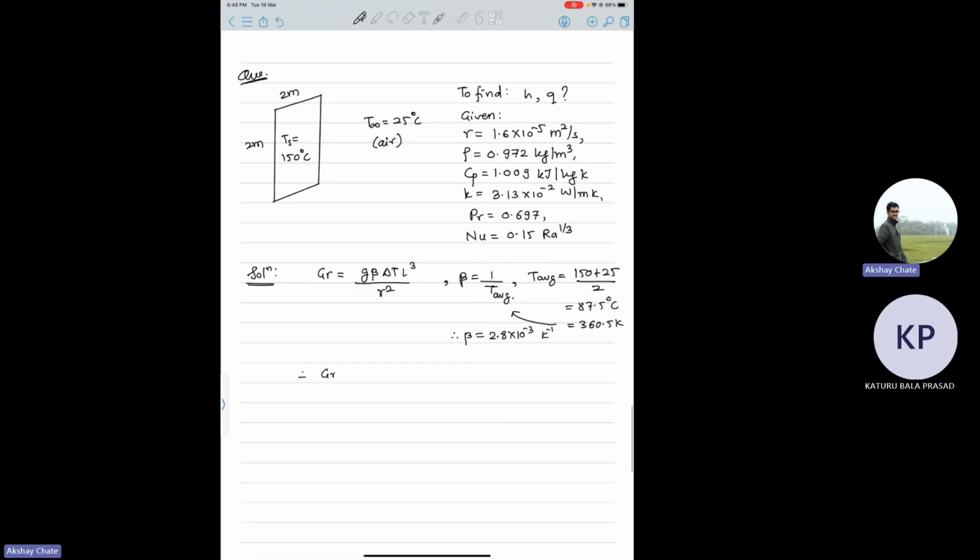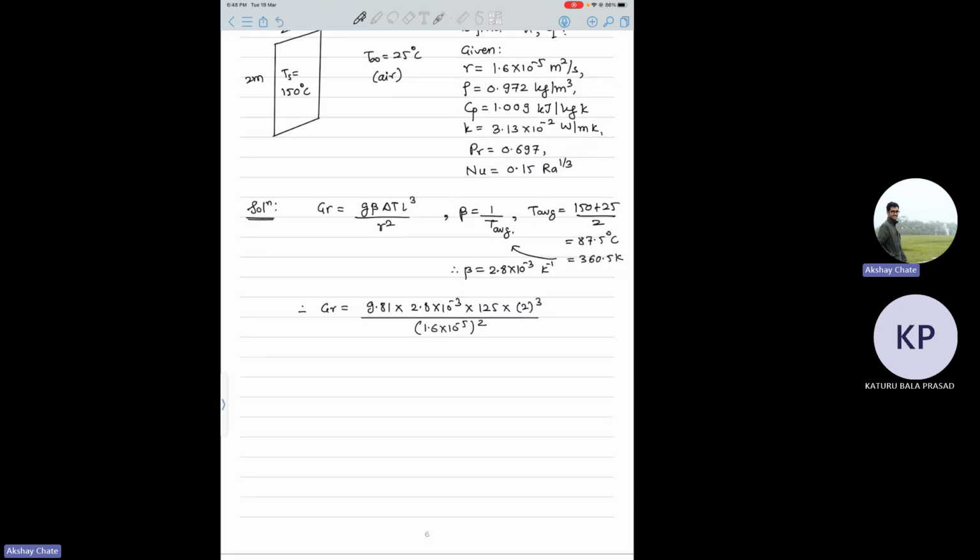And then you have to put all these values in the Grashof number formula. So your g is 9.81, beta is 2.8 into 10 to the power minus 3, delta T will be 125, L cube, so this will be 2 cube, divided by the kinematic viscosity of the fluid, 1.6 into 10 to the power minus 5 whole square. So if you do this calculation, you should get 1.06 into 10 to the power 11. So this is your Grashof number, which is pretty much okay.